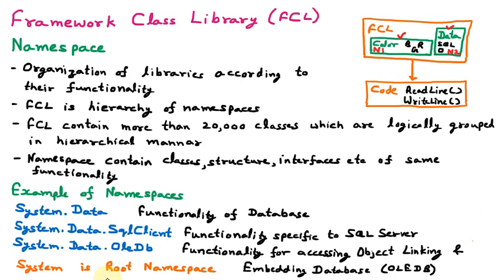So this is how we need the namespaces, and we should understand that there are various classes in the library. These classes are logically grouped together, and their groups are called namespaces, and multiple namespaces combined are called the libraries. This is how we can take the libraries, include them in our program, and give it power. So this is all about the Framework Class Library.